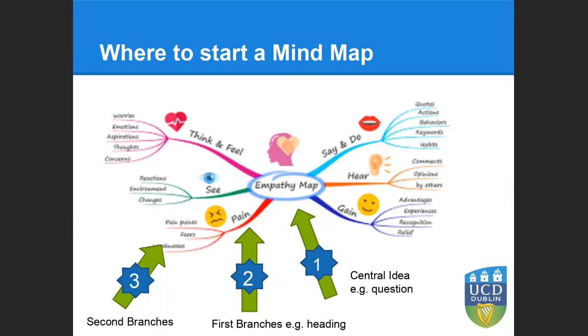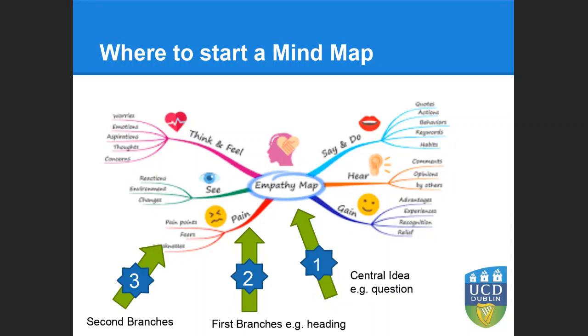So you do start with your central idea, and then you go to what I have labeled here as number 2, your first branches. So they're kind of your headings. If this was going to be an essay, maybe they would be the main topic of each paragraph. And then you go off to your second branches, which I labelled here as number 3. And you can see that beyond the first branch, you can break those ideas down a little bit more. So for instance, on the think and feel secondary branch, that's broken down into worries, emotions, aspirations, thoughts, and concerns.